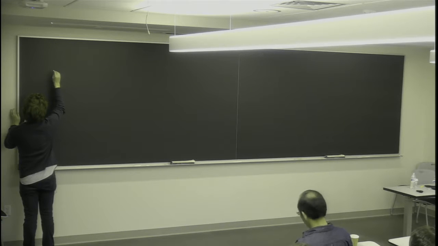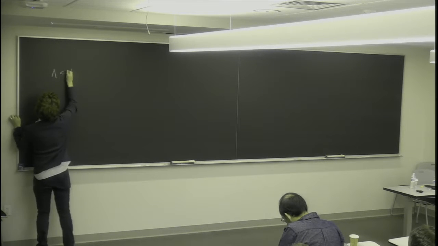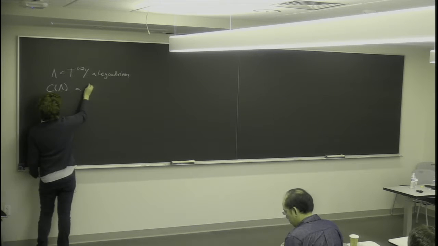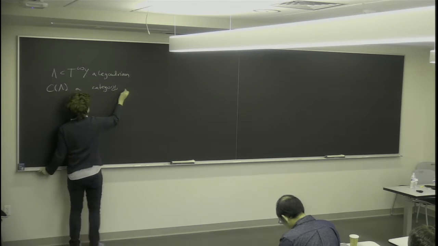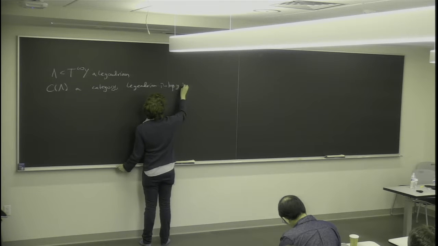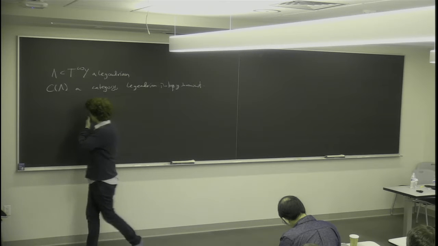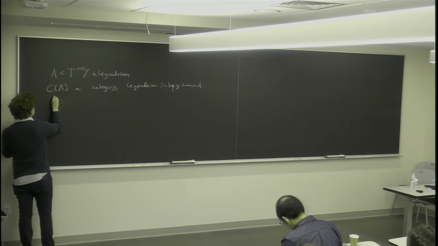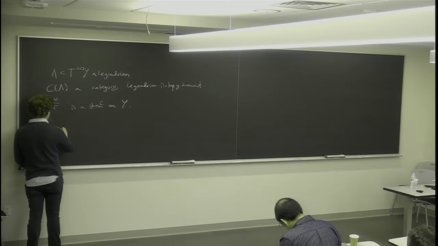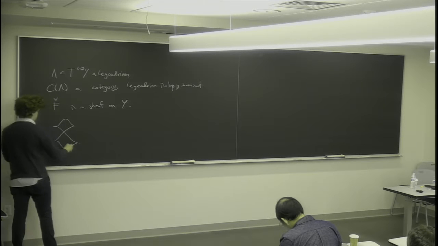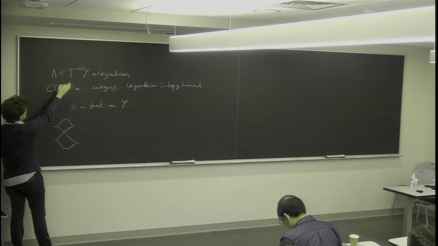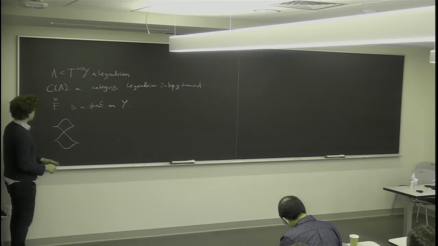So yesterday I defined a category, which is a Lagrangian isotope invariant of Lagrangian. An object of that category is a sheaf on Y. And you can picture that as some vector spaces or chain complexes in the chambers of Y cut out by the wavefront hypersurface of lambda.